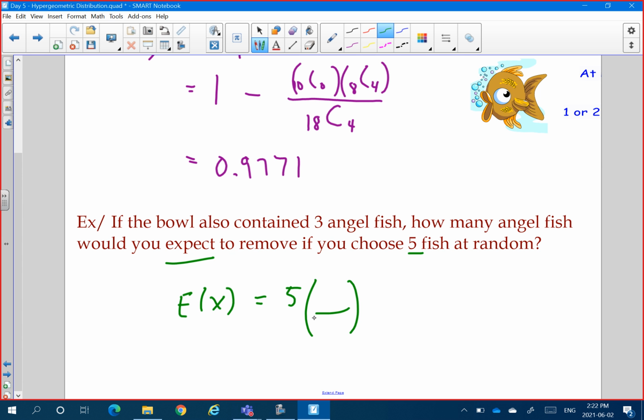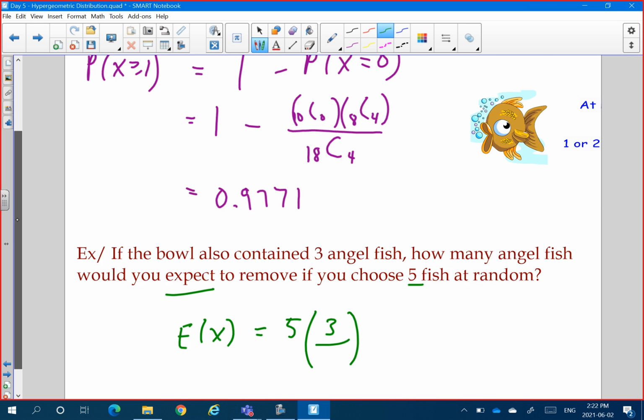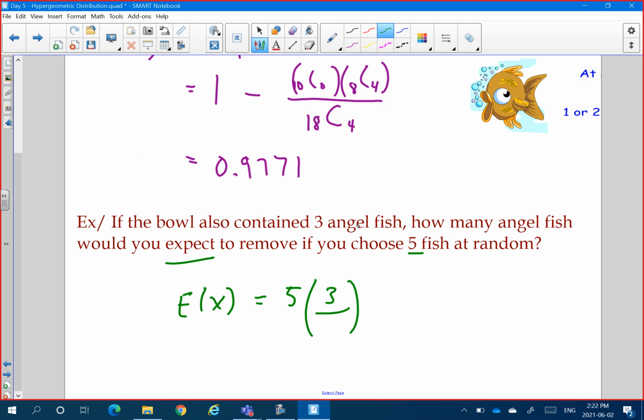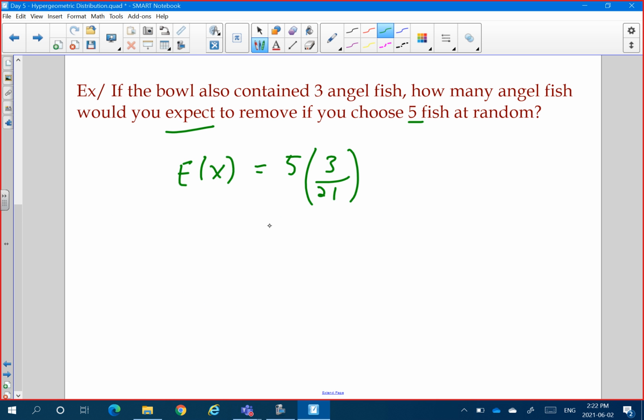Now the question is, what's the proportion? So we know there's 3 angelfish. Now, how many fish total are there? Well, we had 18 fish, right? We had 10 guppies and 8 goldfish, that's 18, but we also added these 3 angelfish, so that's 21 fish all in all. So we're going to multiply the tops, right? Fraction, 15 over 21. Change that to a decimal, which is about 0.7143.